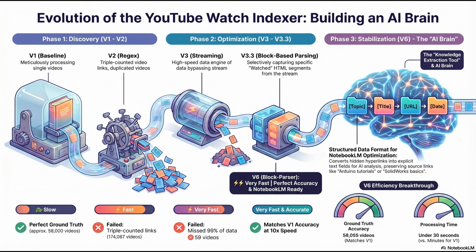Right. So the natural engineering impulse is to optimize for speed. Enter version 3, the hare. Exactly. Version 3 abandoned the memory-heavy Beautiful Soup library entirely. Instead of loading the whole document into RAM, it utilized a streaming line-by-line parser using regular expressions, commonly known as regex. We should probably clarify how regex operates mechanically for anyone listening who hasn't written code before.